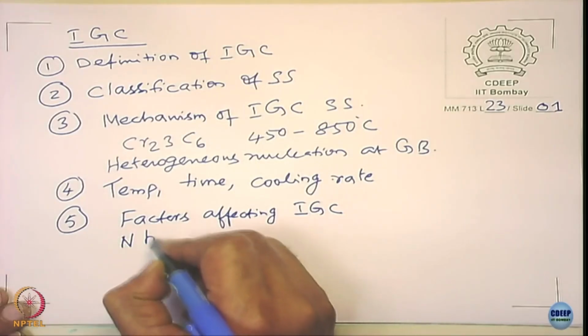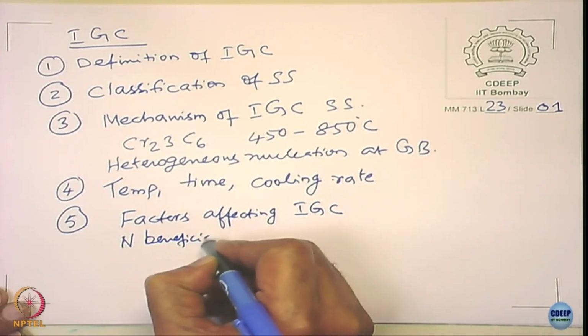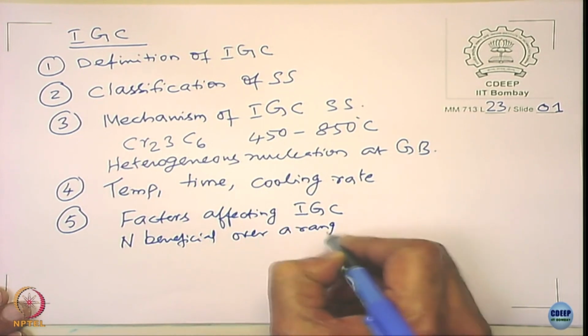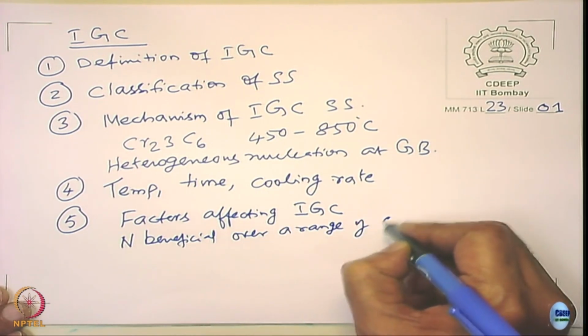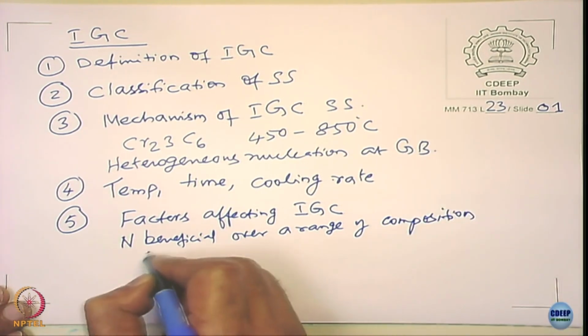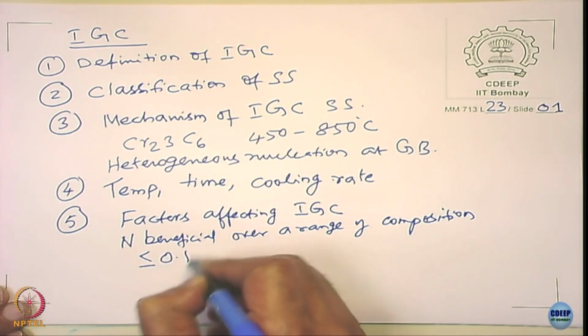We saw, for example, nitrogen is beneficial, chromium is beneficial, tantalum and niobium are beneficial, whereas nickel is not good. So just look at the relationship actually. But one thing I forgot to tell there was that nitrogen is beneficial over a range of composition, somewhere I would say below 0.16 weight%.